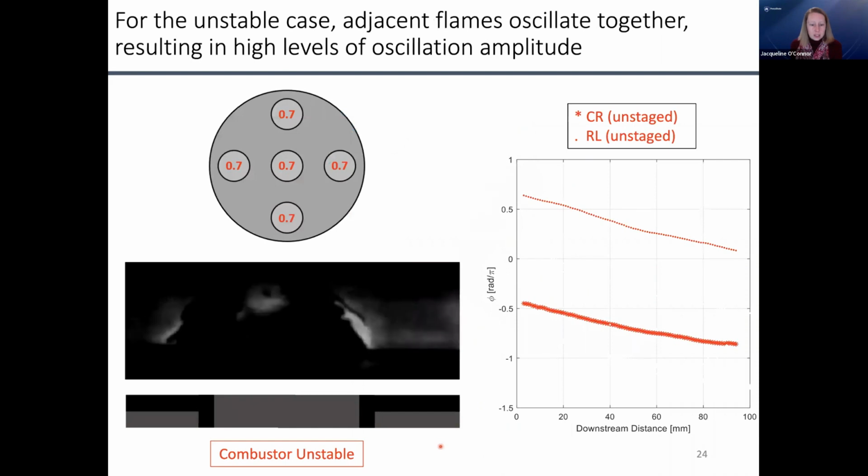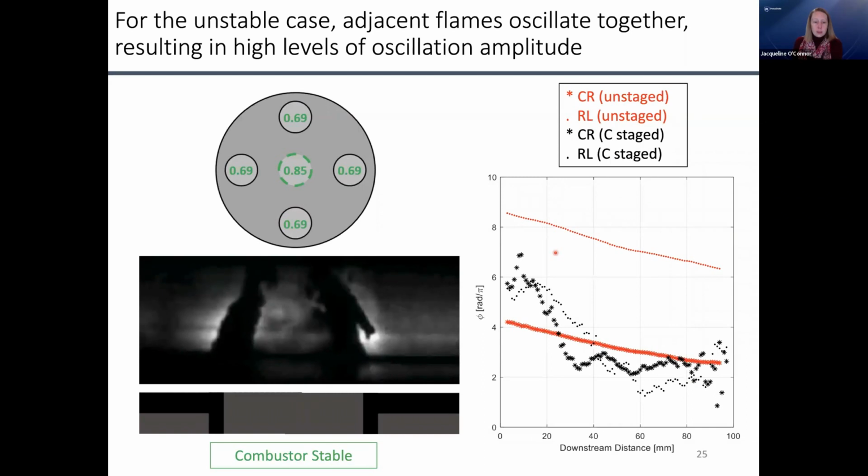So let's look at the unstable case. So this is a video. We have everything staged equally. As you go downstream and you look at the center nozzle, which is this guy, and the right nozzle, this is the phase of that lateral fluctuation as a function of downstream distance. And you can see that they're almost pi radians apart. And so this is indicative of really coherent unstable oscillations, which is what we expected.